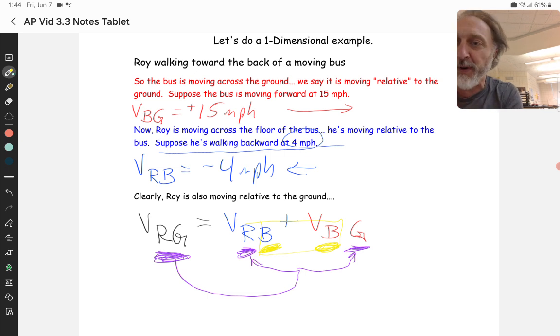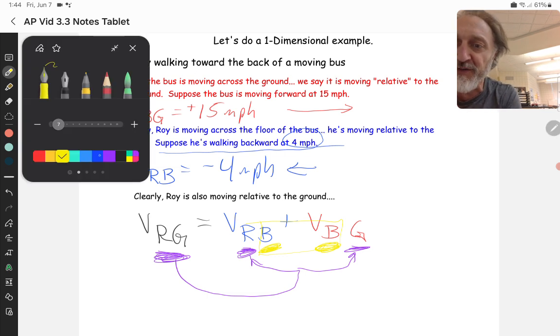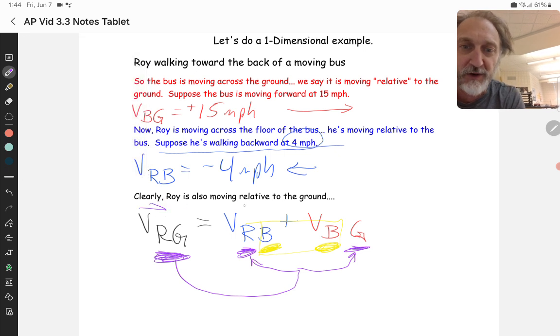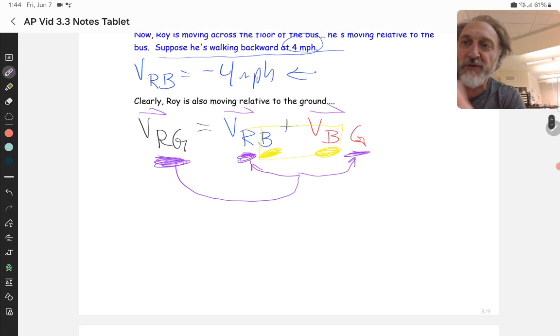So here's my equation. I'm going to go ahead and put in some arrowheads because I didn't do that before. So the velocity of Roy relative to the ground as a vector is equal to the velocity of Roy relative to the bus plus the velocity of the bus relative to the ground. So for us, what's that going to be?